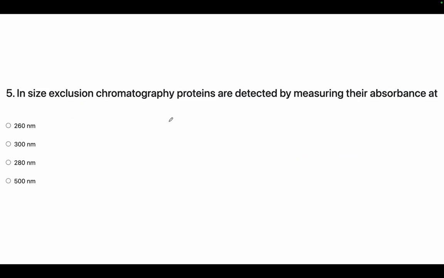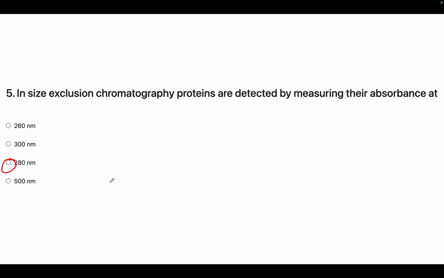In size exclusion chromatography, proteins are detected by measuring their absorbance at dash. So in SEC, like in other forms of chromatography, you can have many different detectors. But I would say that the most common one will be detecting absorbance at 280 nanometers. And that is because the aromatic amino acids in our proteins, mainly tryptophan and tyrosine, and there's a small contribution from phenylalanine, absorb mostly at 280 nanometers.